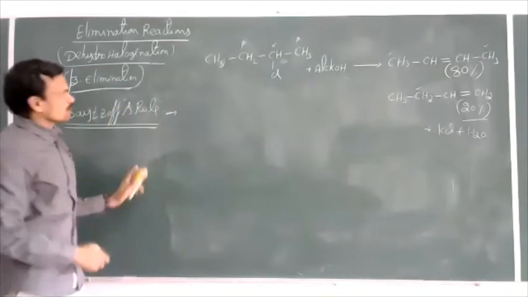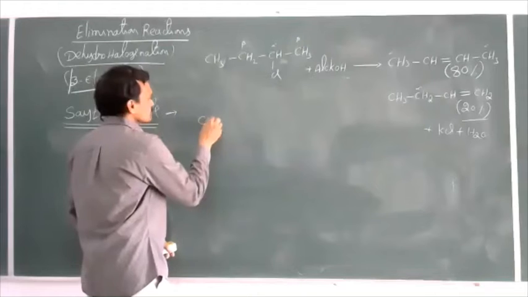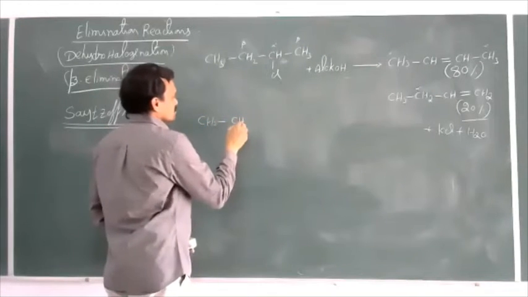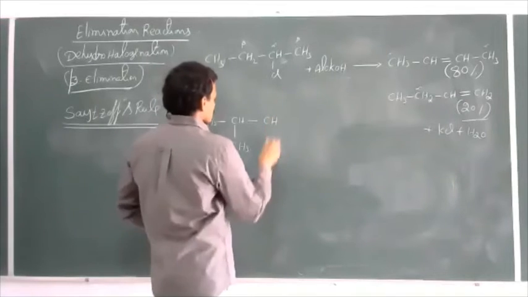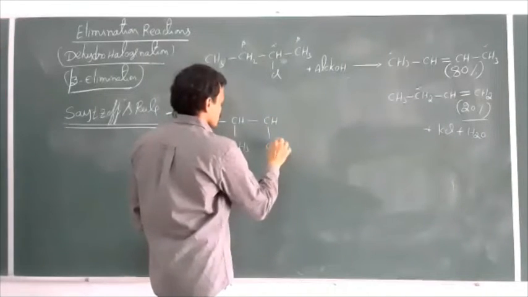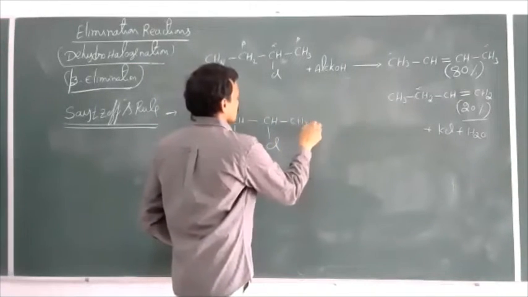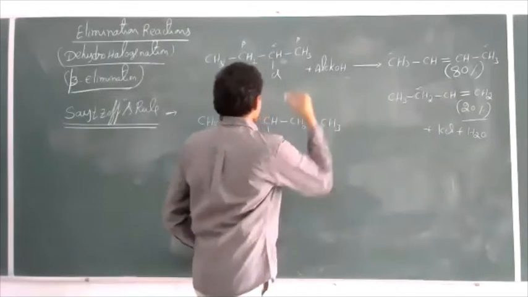Let us see one more example. I'll take here now CH3CHClCH2CH3.